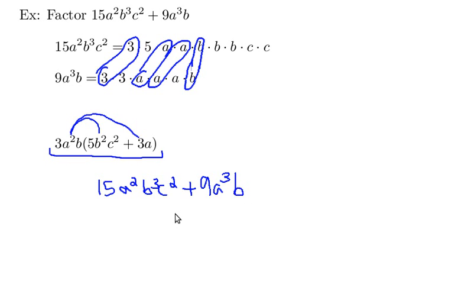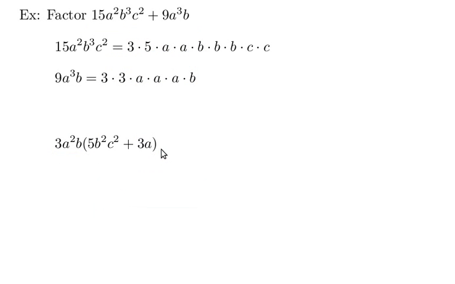So I check this by making sure this matches what I was given. And it does. 15a squared b cubed c squared plus 9a cubed b. So that means that because this matches this, then this is most likely right. I mean, unless I did them both wrong in kind of weird ways. So this part right here then is going to be the final answer. Alright, so let's go ahead and go to the next example.